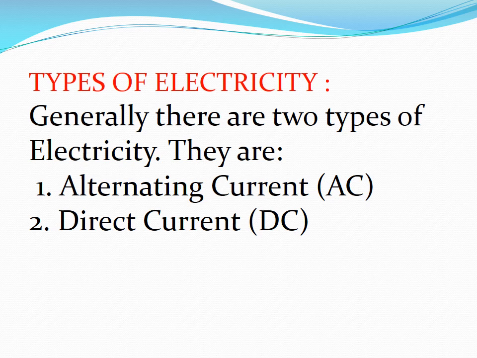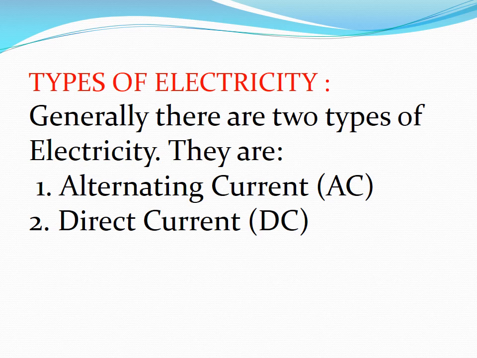Listen carefully. We have two types of electricity. What are the types? Alternating current and direct current. We have totally two types of electricity: alternating current and direct current.